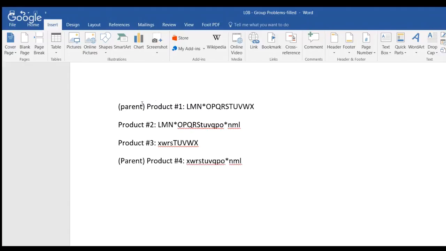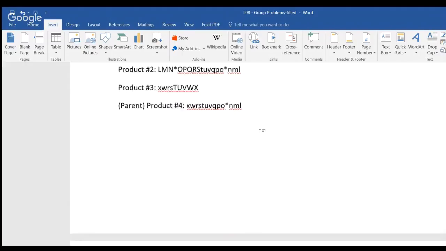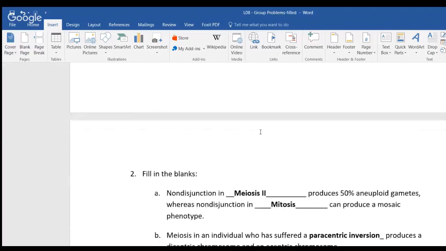And then we do it like we would have done it above, and we just take the ends and put them on either chromosome. And this gives us what we would expect for a paracentric inversion. You have 2 centromeres for product 2 and no centromeres for product 3. So a dicentric and an acentric chromosome, and that's what we would expect.